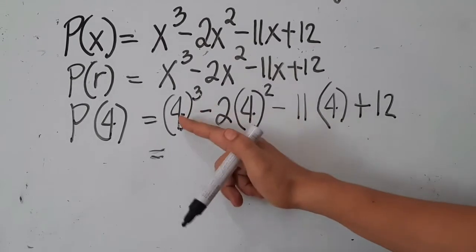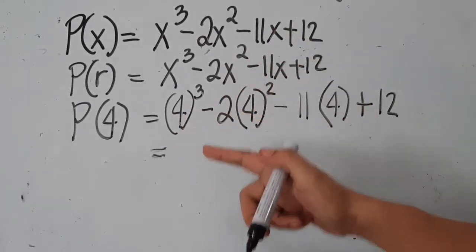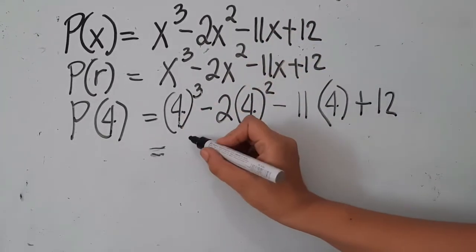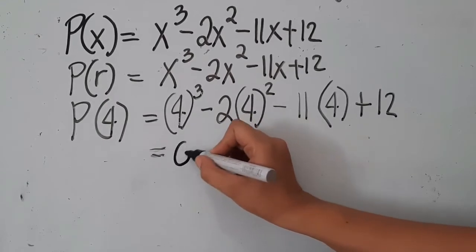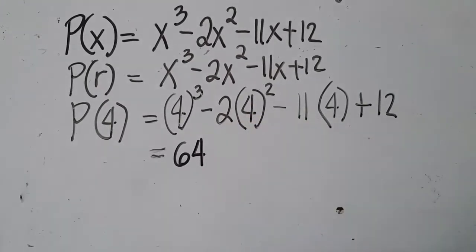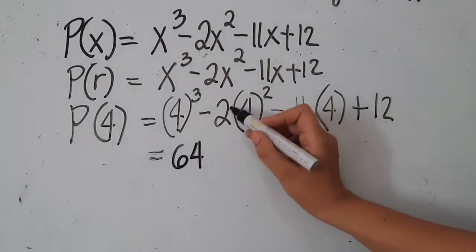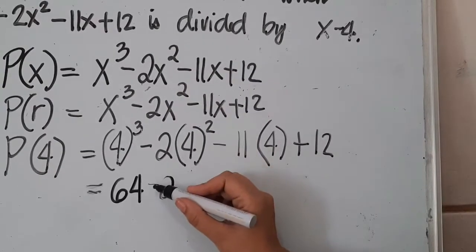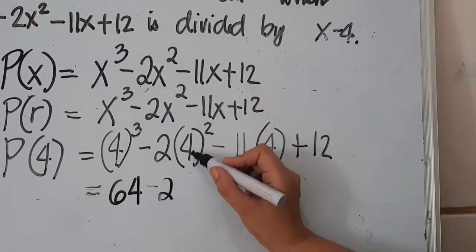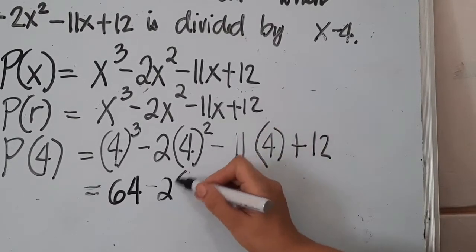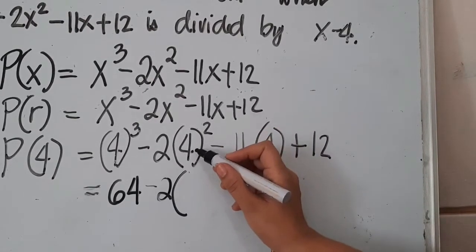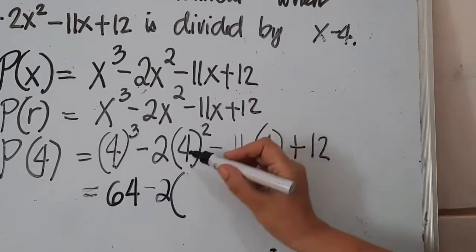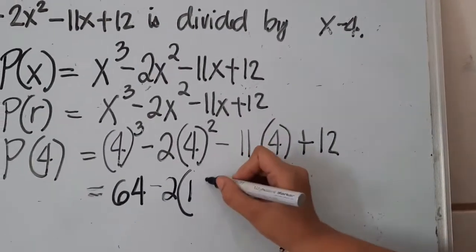4 cubed means 4 times 4 times 4. How much is that one? Yes, that is equivalent to 64. Next, you cannot multiply 2 times 4 because 4 still has an exponent. Copy minus 2 and then simplify 4 squared. What is 4 squared? Yes, you multiply it by itself, so 4 times 4, the answer is 16.